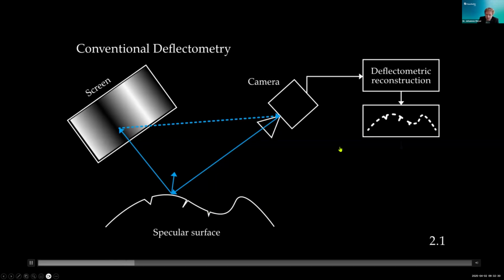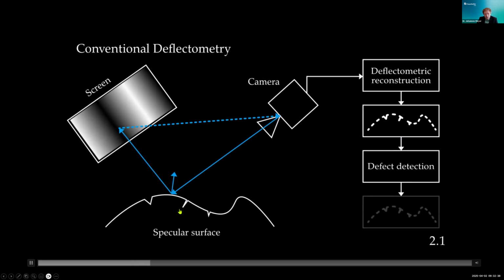and then we are able to reconstruct the slope of our specular surface, and we can then feed that into some kind of defect detection, and hopefully we are able to identify as much of those scratches here, for example, on our surface. So found defects would be those green ones, for example, but maybe we might also be missing some of our defects here on the object.